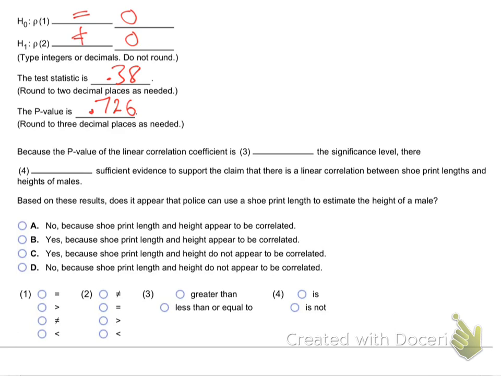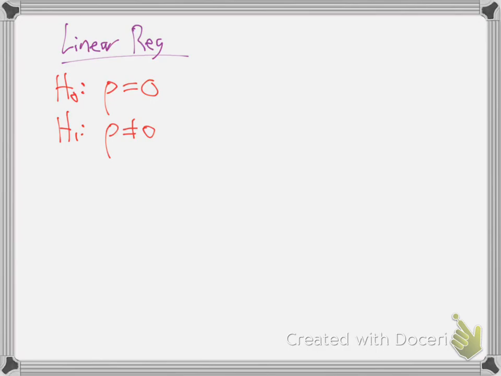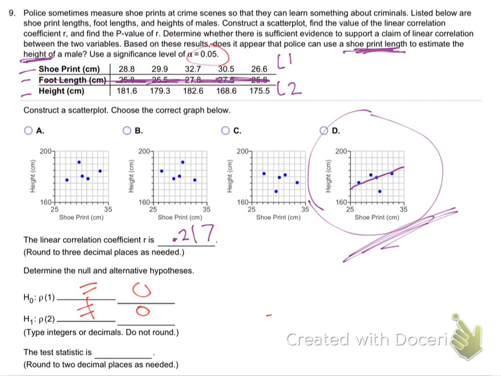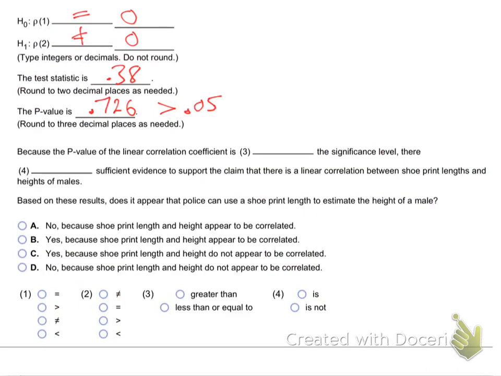So there's a big chance that this is just lucky dots that end up looking somewhat linear. And that p-value is way greater than this. I don't even know what the significance level is. 0.05. So that's way greater than 0.05, isn't it? Is that good? So way greater than 0.05. So what's our conclusion? Because the p-value is greater than alpha. So the p is not low.